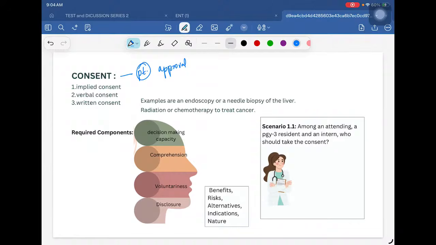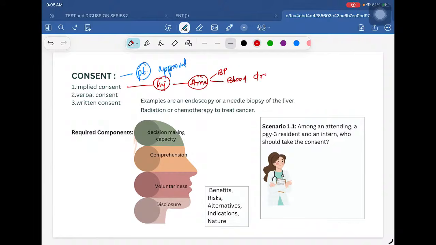Implied consent, for example, let's say a nurse comes to you and wants to inject you, and you just give your arm, or you just give your arm for the blood pressure check, or to draw blood.